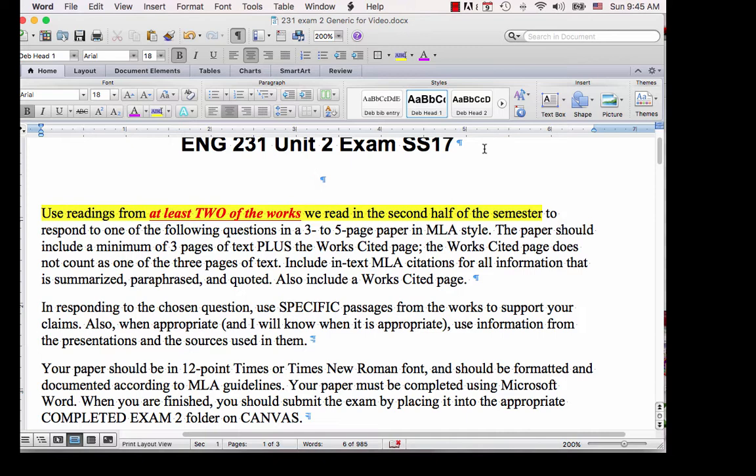Let's see. And then, of course, you're going to include in-text MLA citations for all information that's summarized, paraphrased, and quoted, not just direct quotes. Now, that's very important. I'm not really sure why it happens, but it seems like over the years, I get so many students who want to use in-text citations for only direct quotes. That's not all you have to cite. You have to cite the ideas you take from other people, not just the wording.